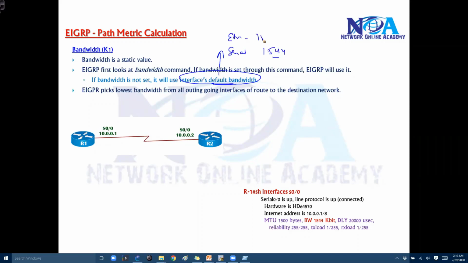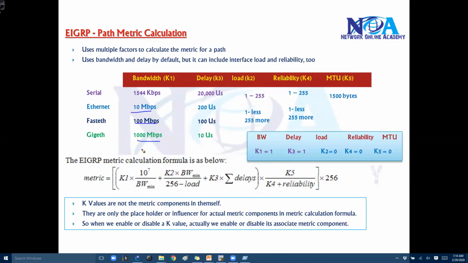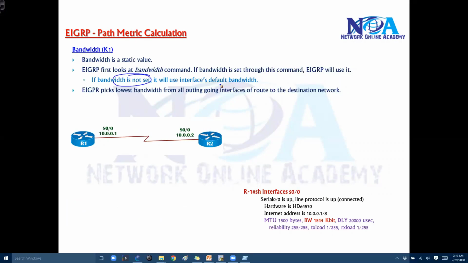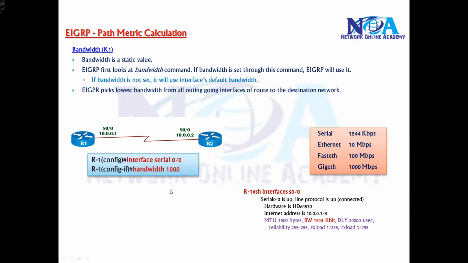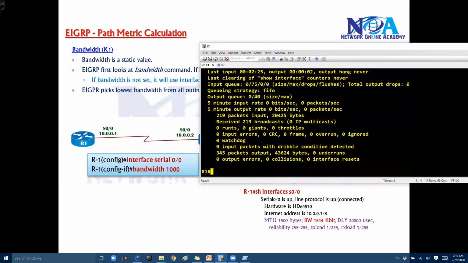Ethernet links, the default bandwidth will be 10 Mbps. Fast Ethernet will be 100, and Gig Ethernet will be 1000 Mbps. So if you don't change the bandwidth, then it is going to consider the default bandwidth. And if you want, we can go and change the bandwidth. There is a command on the interfaces. We can go to the interface and define the bandwidth. Let me quickly go and change that.